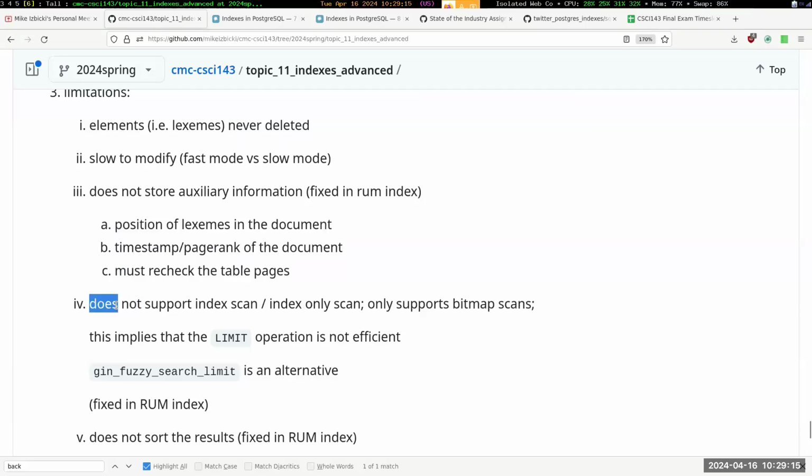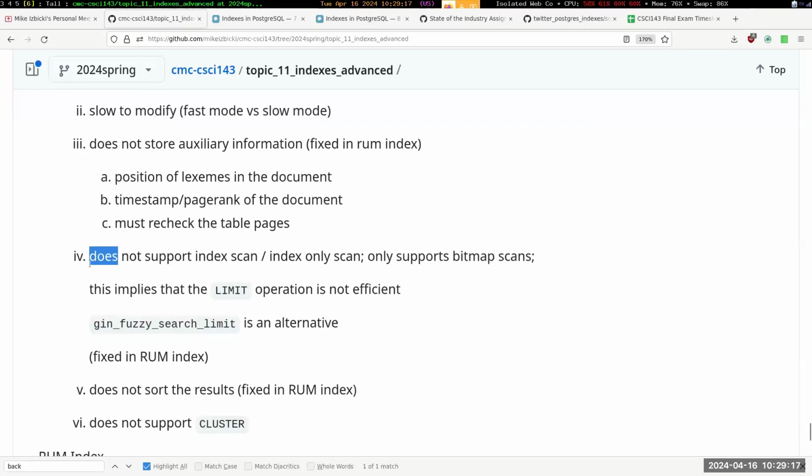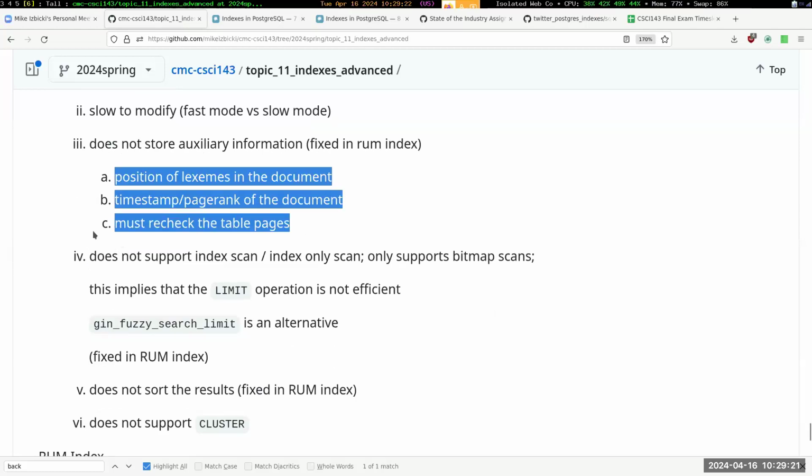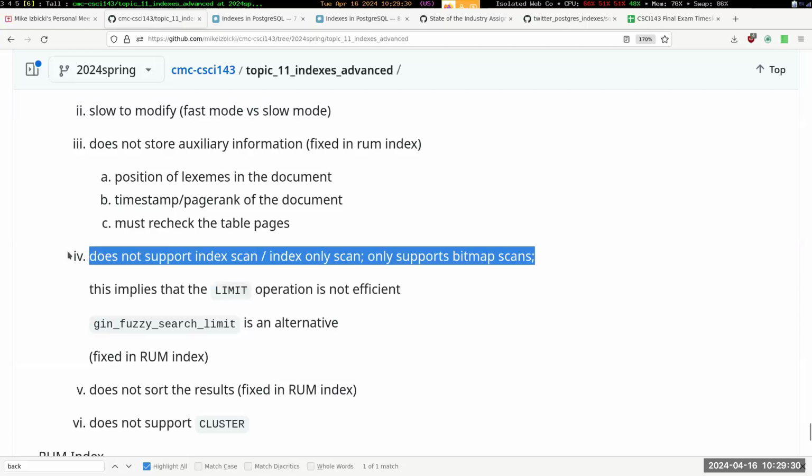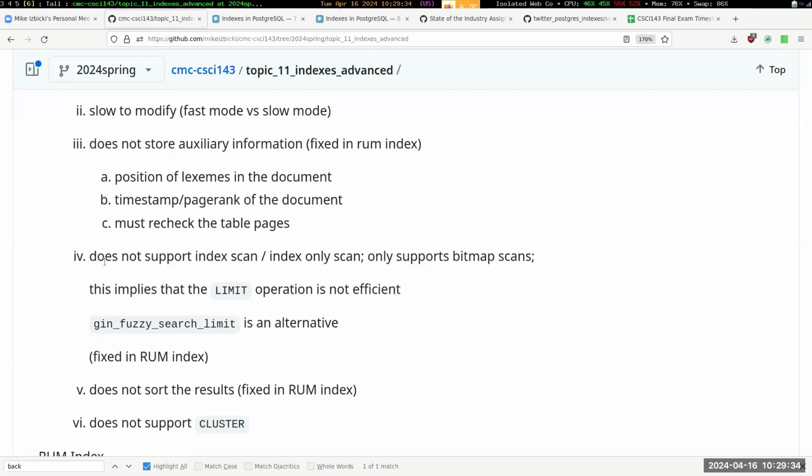Before we talk about that though, this last part 4 right here, one of the takeaways of these limitations up here is that the GIN index does not support an index scan and does not support an index-only scan. It only supports bitmap scans. So if there's one thing to understand about the GIN index, it's this right here. This is the most important thing to understand about the GIN index, that it does not support an index scan and it does not support an index-only scan. It only supports bitmap scans.